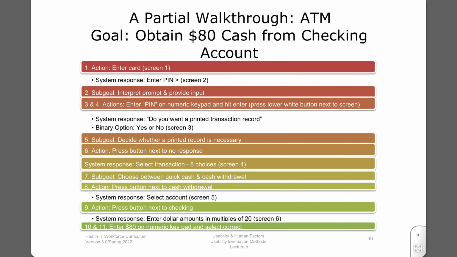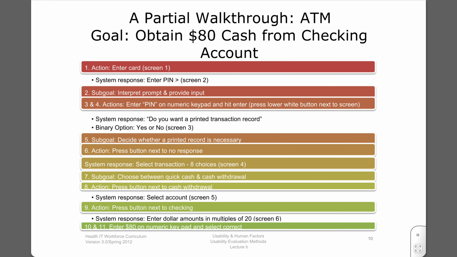This is a potential walkthrough of an ATM. The task and the top-level goal is to obtain $80 in cash from your checking account. There are 11 actions displayed on this slide. The first action is to enter your card, and the system's response is to prompt you to enter your personal identification number, PIN.